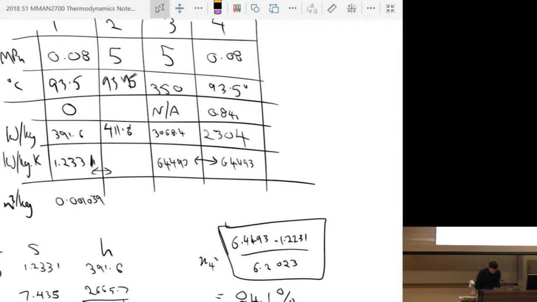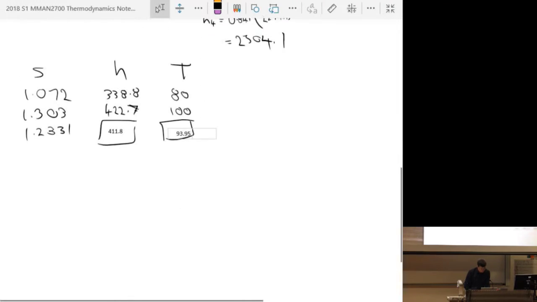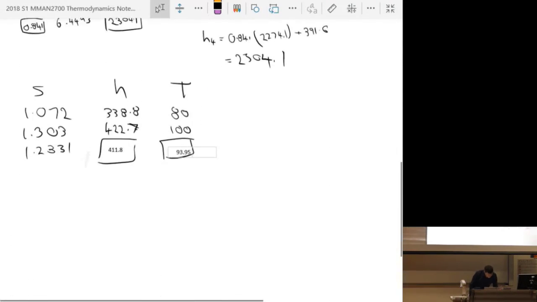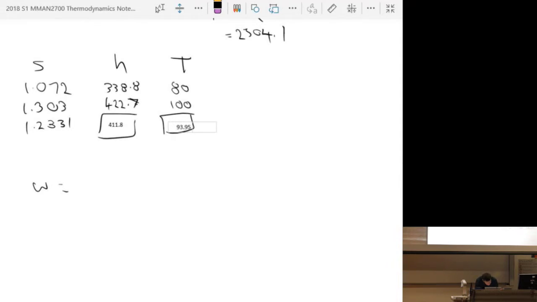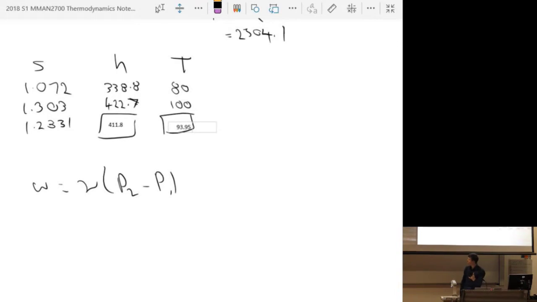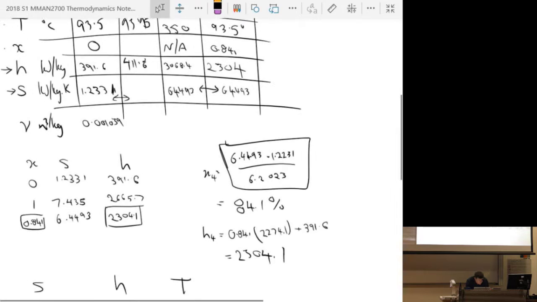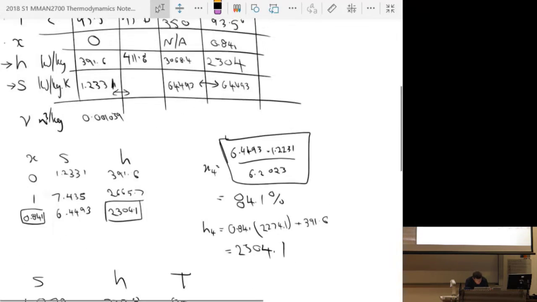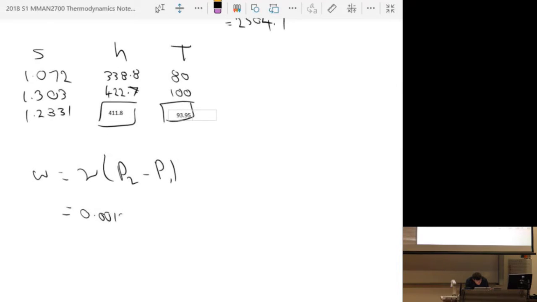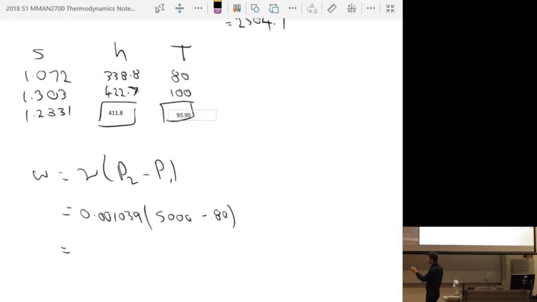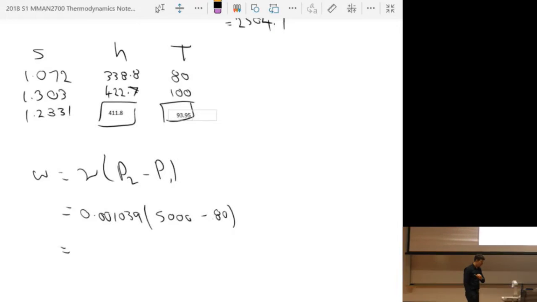That's one way of calculating state two enthalpies. The other way of doing it is to use work equals V times (P2 minus P1), which only works if your specific volume doesn't change very much. And that equals, what was my V? 0.001039 times 5,000, because it's 5 megapascals, minus 80 megapascals. If someone can grab that for me. I think that's a simpler calculation. And you get a very similar figure.